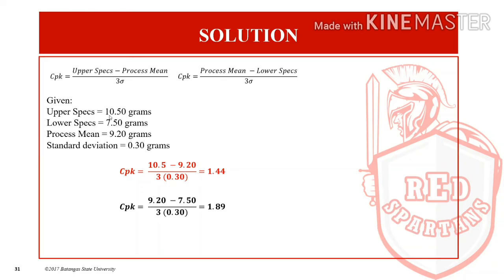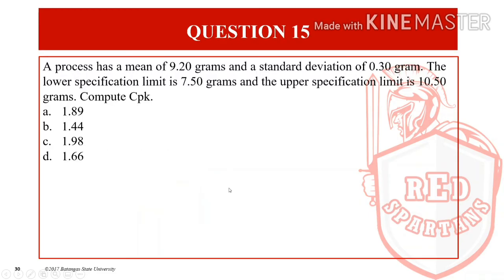So, yung sa given natin, meron tayong upper spec na 10.5 and lower spec na 7.5. Then, process mean 9.2 and standard deviation of 0.30. So, substitute lang dun sa formula, 10.5 minus 9.2 over 3 times 0.3 is equal to 1.44. Then, yung another, yung process mean na 9.2 minus 7.5 over 3 times 0.3 is equal to 1.89. So, mas mababa yung 1.44. So, ibig sabihin yun yung ating CPK. So, for this problem, letter B yung ating answer.